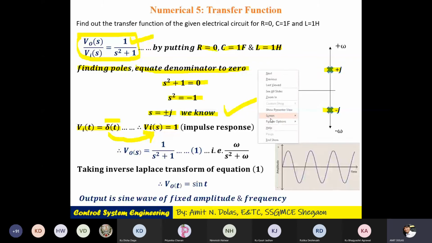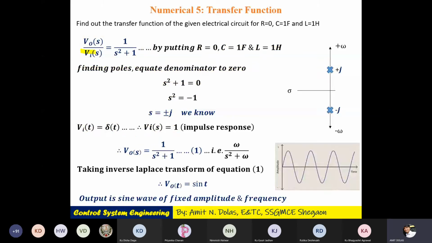This Vi of s is equal to 1 if we are getting the impulse response. Therefore, V of s will be equal to 1 upon s square plus 1. And again, in the second lecture PPTs, you have seen this value, omega upon s square plus omega square. This is the Laplace transform of sine omega t.